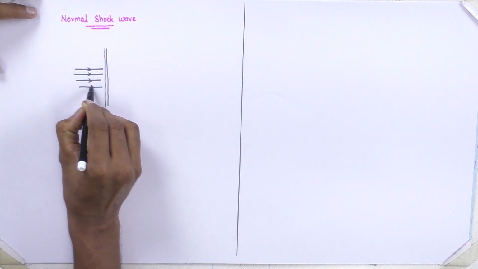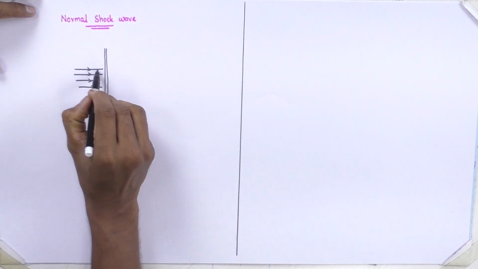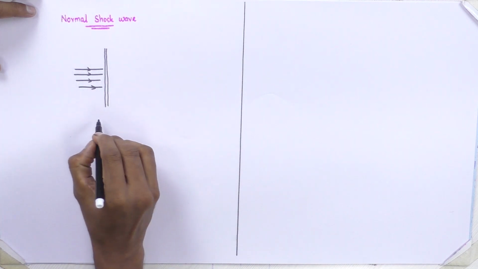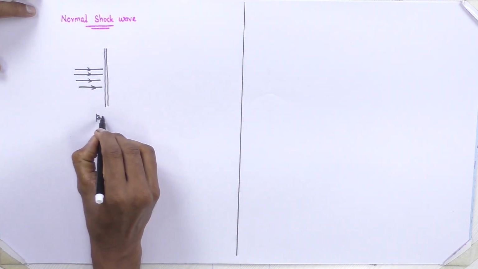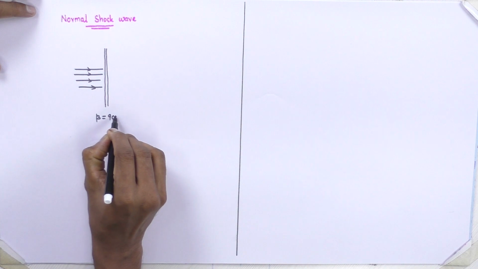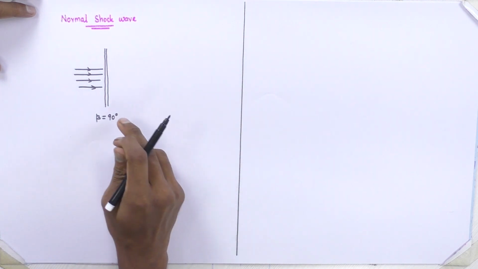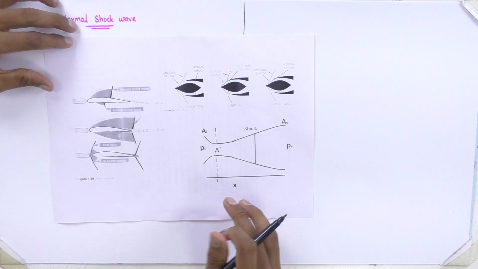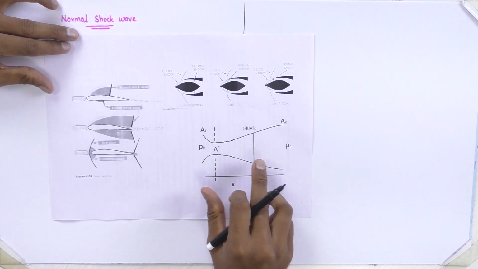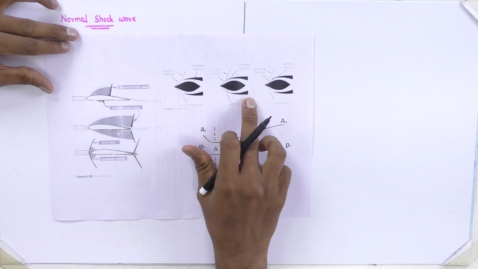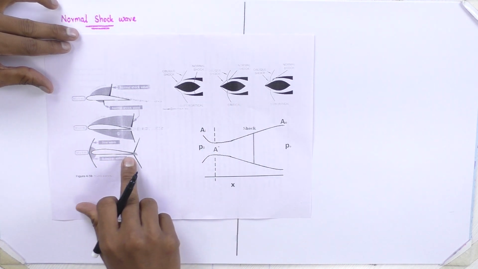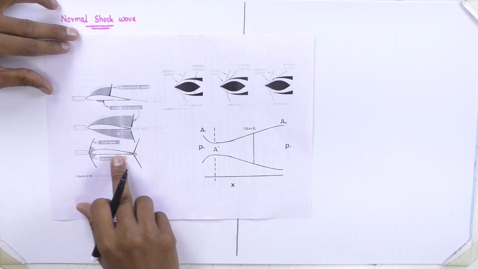So the angle between the upstream flow direction and the wave is always 90°. That angle is termed the shock wave angle and denoted by beta. So that is always 90° for a normal shock wave. This normal shock wave normally occurs in a CD nozzle, supersonic inlets, and flow over an aerofoil under certain conditions and some real time problems.